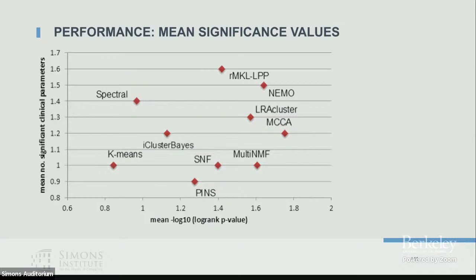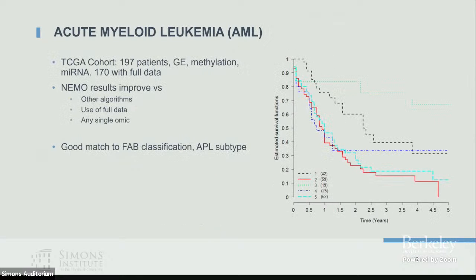Here is another view of the results. Rather than counting the number of significant values, we summarize on the x-axis the log of the log-rank p-value, and on the y-axis the average number of significant clinical parameters, again averaged over the 10 cancer types. And we see that Nemo is on the Pareto optimal contour together with the RMKL and MCCA. So there's no absolute winner across all methods, but Nemo does well.